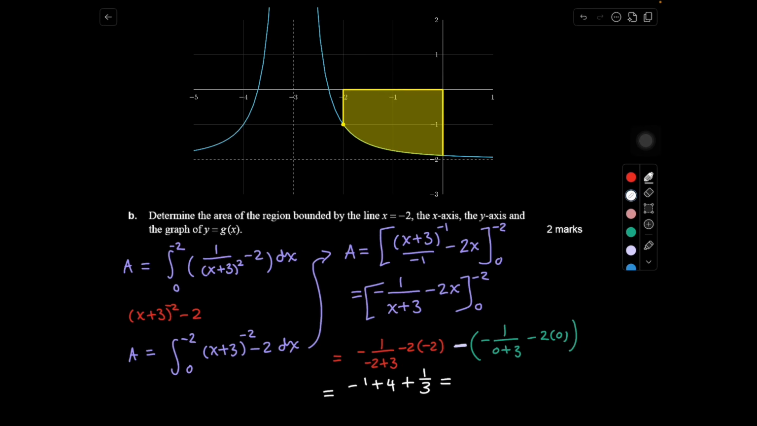So now you can see how we get 1 or -1 plus 4 is 3. So 3 plus 1/3, which is 10 over 3 as our area.